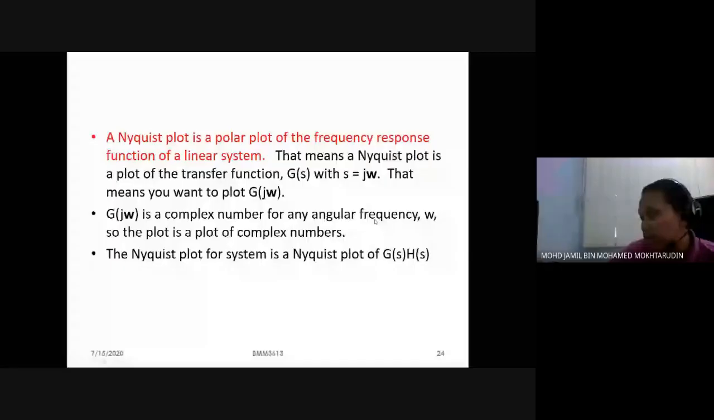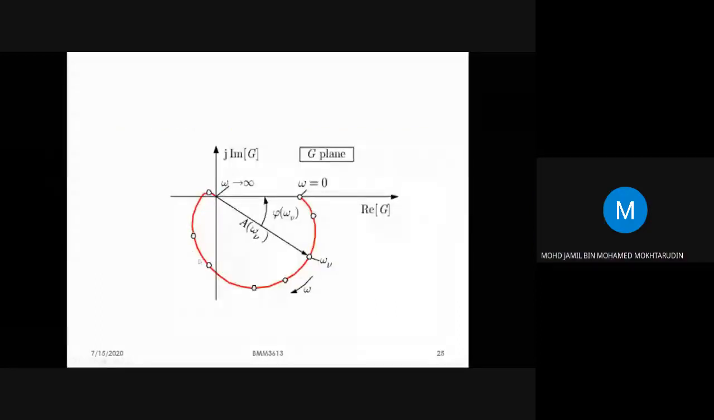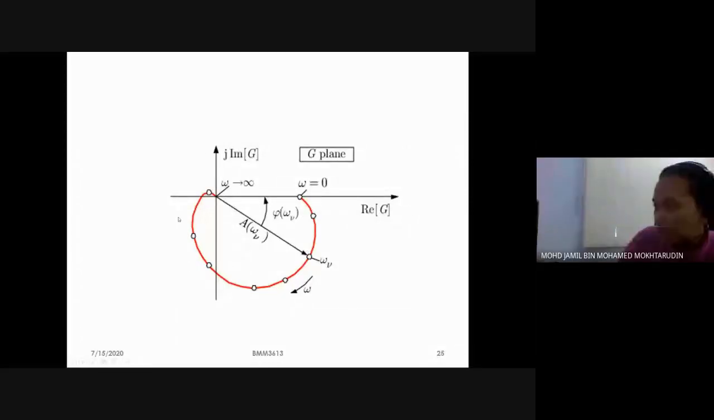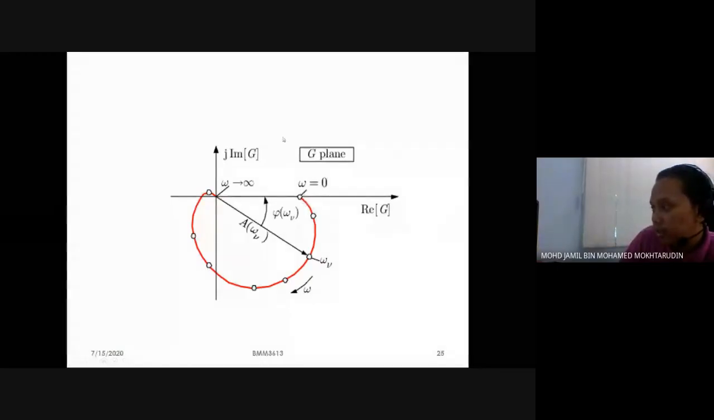The procedure for plotting a Nyquist plot: what you need to do first is set s equals j omega. Okay, so here is an example of a plot. The shape will be a circle, like a whirlpool. It will keep going until it reaches the center point, the origin 0, 0. So this is one part of the Nyquist plot. It will actually circle around.